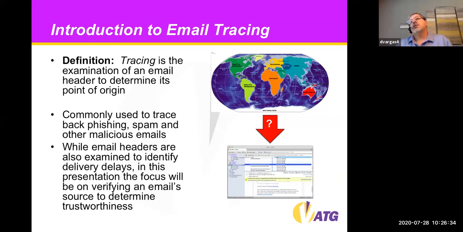I basically looked at the first received line in the email header, which indicated the first, for lack of a better term, MX server or mail server. It goes by many terms. The first server where that email entered the system was physically located in, I think it was Mombasa, India. Mombasa? No, that's Nigeria. That's a different one. But it was located in India.